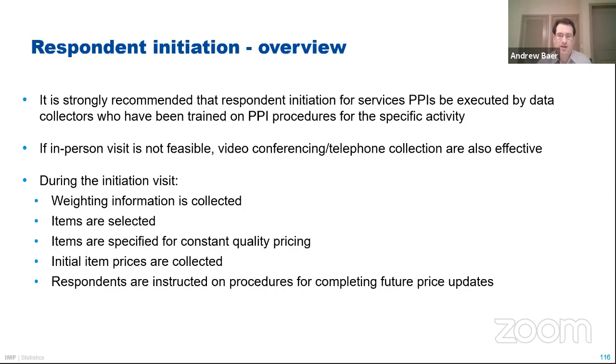But it's that first initiation visit that's the most difficult step. Because first of all, we have to convince them to participate in the index. We need to try to collect weighting information, which I'll talk about. We need to select which items we're going to include in the price index. We need to collect all the specifications for those items that we select. And we need to get the first price that we'll use in the index.